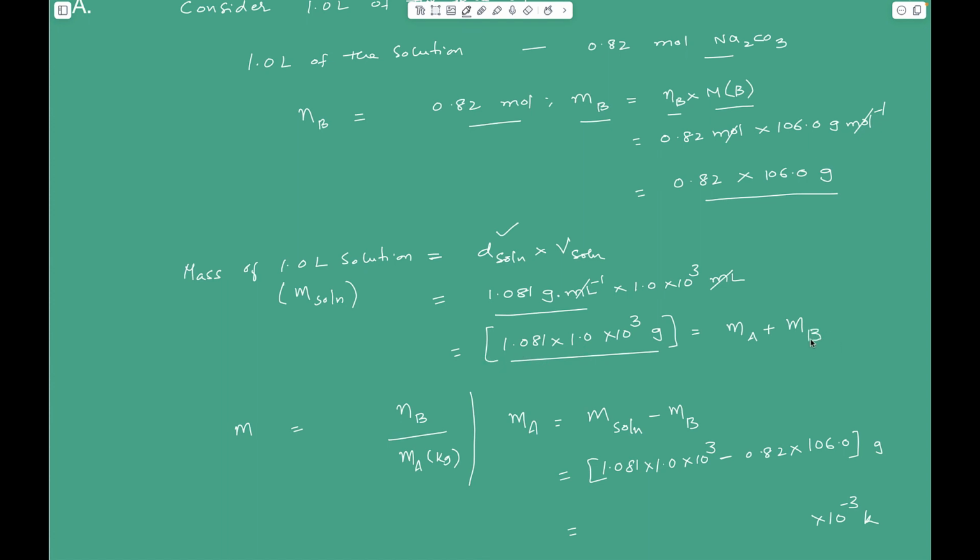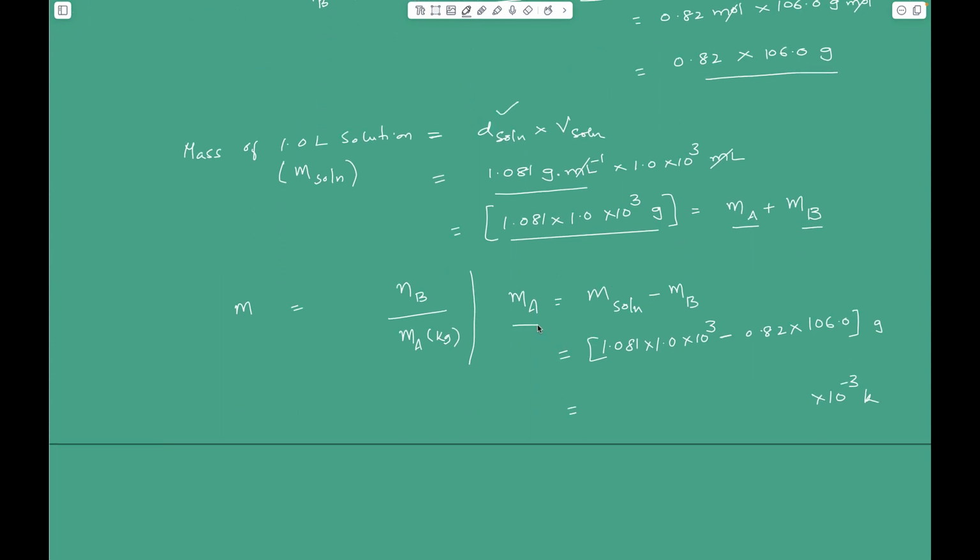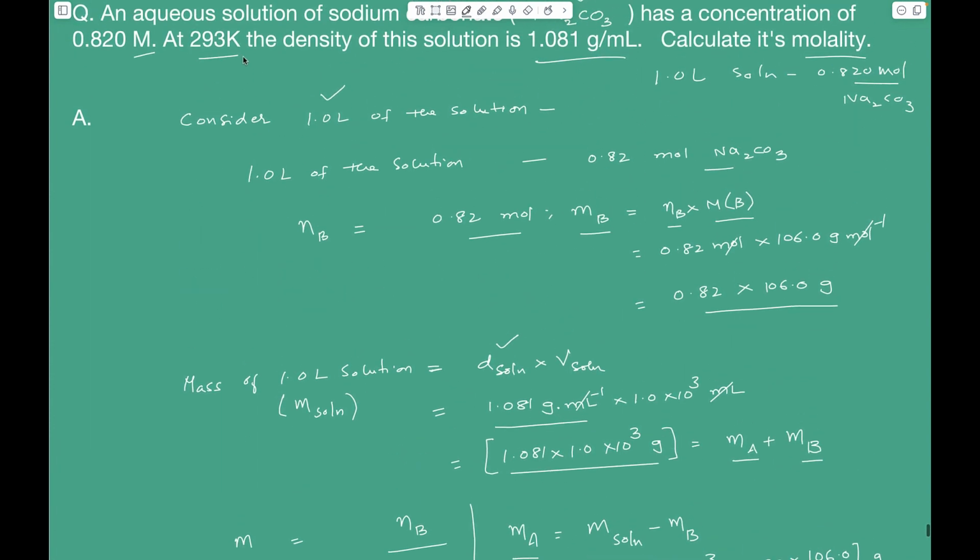Mass of the solution is nothing but the sum of the masses of the solvent and the solute, M_A plus M_B. Then what will be the mass of the solvent? By the way, here the solvent is water, right?